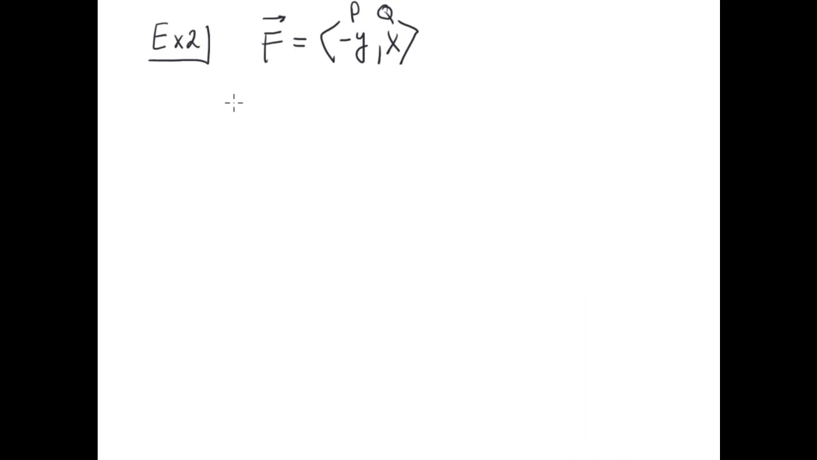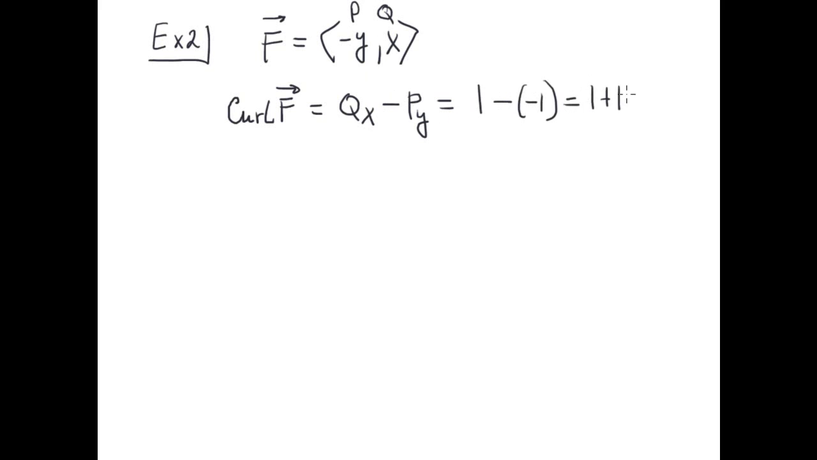Again, the same idea. You determine the curl of this vector field. The formula is qx minus py. This is p, this is q. In our example, the partial derivative of q with respect to x is 1 minus the partial derivative of p with respect to y, which is negative 1. So 1 plus 1 gets 2. And this 2 indicates it's constant, independent of the position, and the rotation is always counterclockwise, like that.